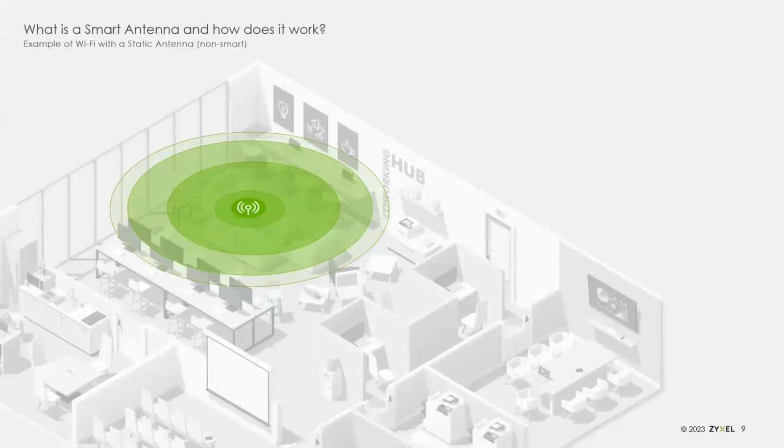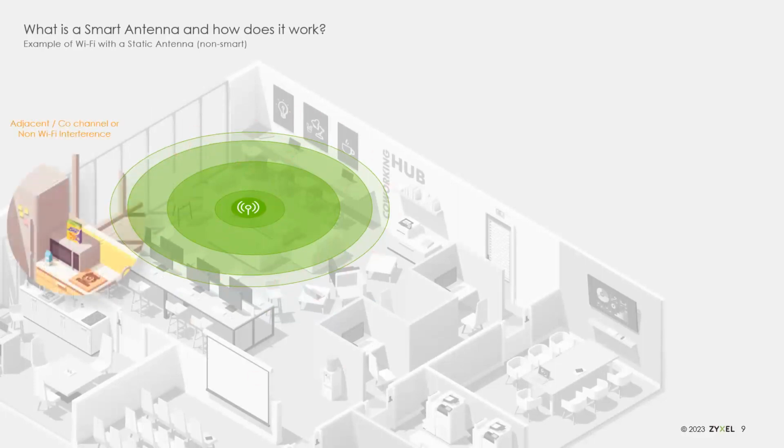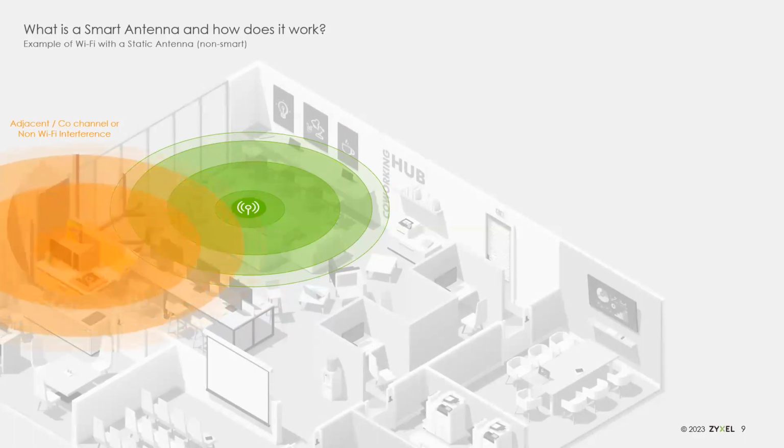So again, this is just showing here's your traditional access point, your circular antenna pattern. And when you introduce noise, you run into situations where the signal degrades and you can have issues. Now, this noise can be like in this example here, a microwave or some other piece of industrial equipment in the office. It can also just be other access points operating on the same channel or other wireless devices operating on that same channel.